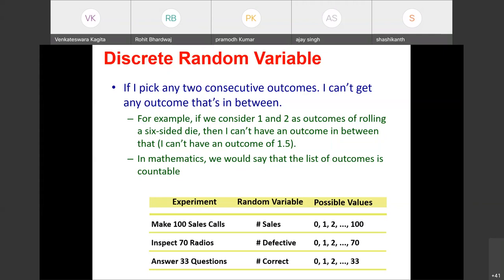Similarly, if you conduct an experiment of inspecting 70 radios and the random variable represents the number of defective radios, the possible values are 0 or 1 or 2 and so on up to 70. It cannot be 2.35, right? Similarly, if you answer 33 questions, how many questions are correct? The random variable represents that, so the possible values are 0 to 33.